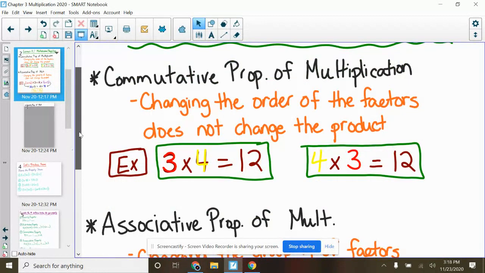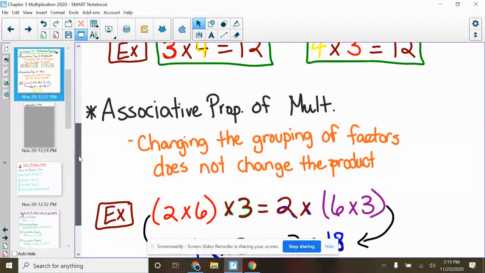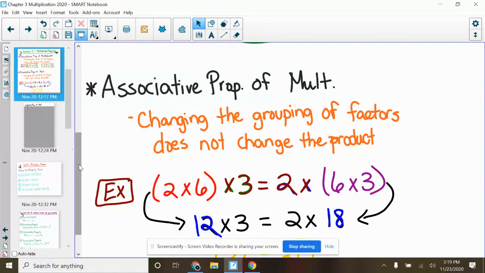And then we also talked about the associative property of multiplication, which tells us that we can take these parentheses, these groupings, and we can move those around also. As long as everything in the problem is multiplication, we're going to end up with the same product at the end. So even though we change those groupings around, it doesn't change the product.